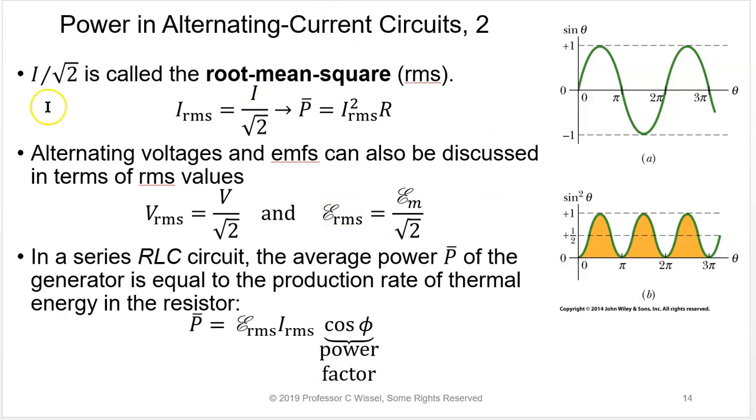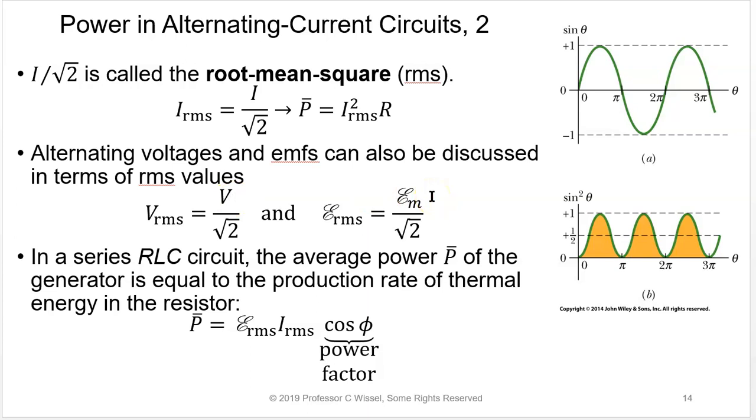Makes it easier. Now this term, I over the square root of 2, is called the root mean squared, or RMS value. It's sort of an average. So I RMS equals I over the square root of 2, and then power equals I RMS squared times R. Alternating voltages and EMFs can also be used in terms of RMS values. So VRMS is V over the square root of 2, and ERMS is E over the square root of 2, where I, V, and E are all amplitudes.